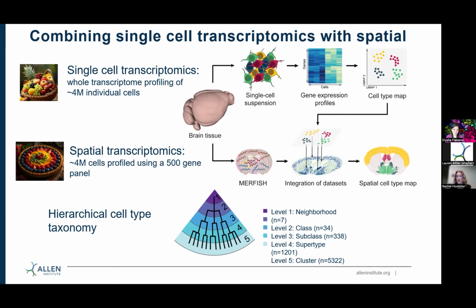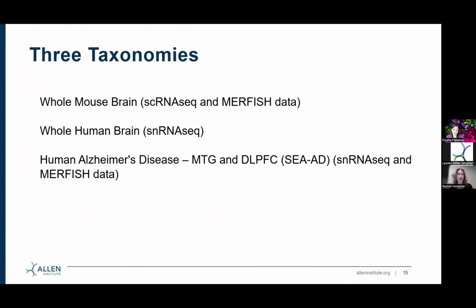And it's a lot of data, so the ABC Atlas was created so that it's easier to access this data and sort through it yourself. And so the 3 taxonomies that are currently in the ABC Atlas include the whole mouse brain, where a lot of the techniques I previously described were used. We have whole human brain data, and then we also have a human Alzheimer's taxonomy as well, specifically featuring samples from the MTG and the dorsolateral prefrontal cortex. And that one also includes both single nucleus data and MERFISH spatial data.